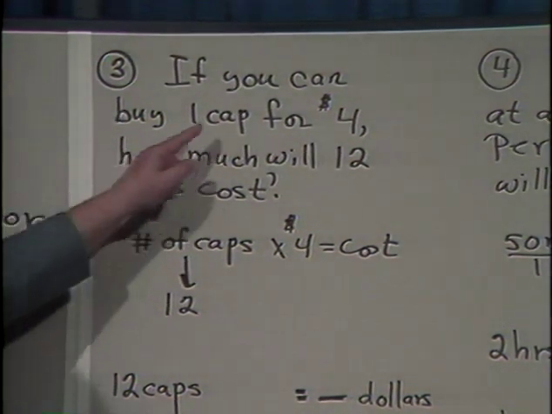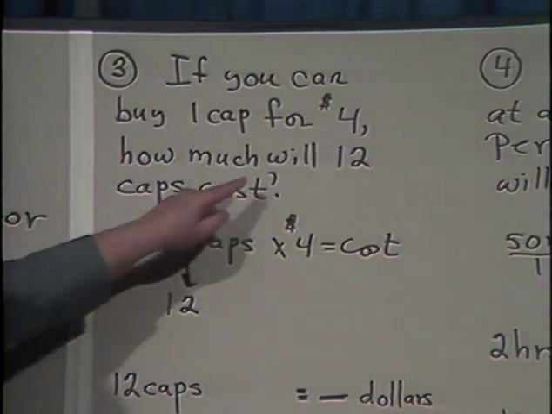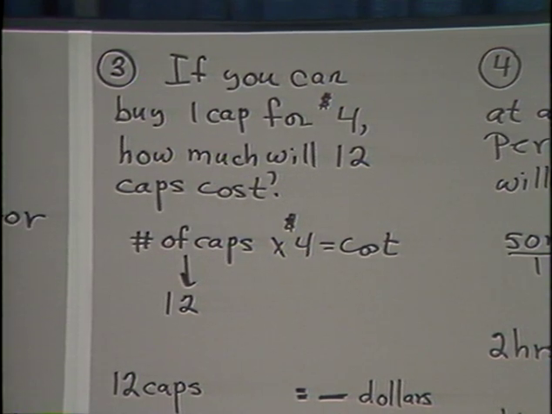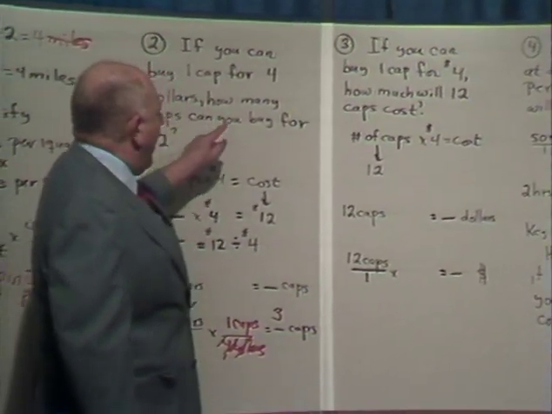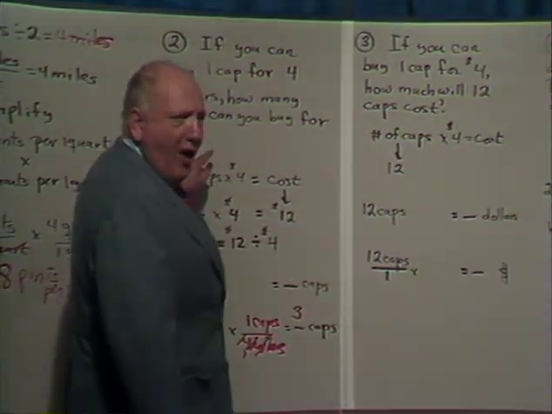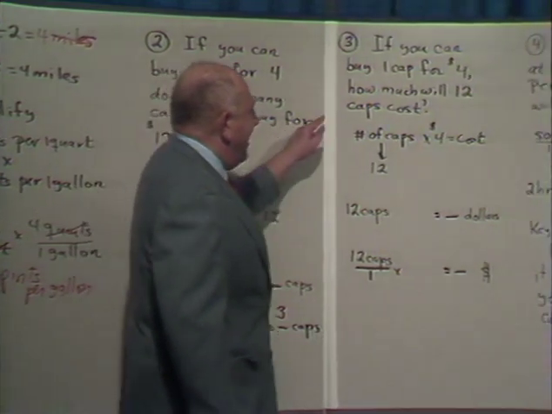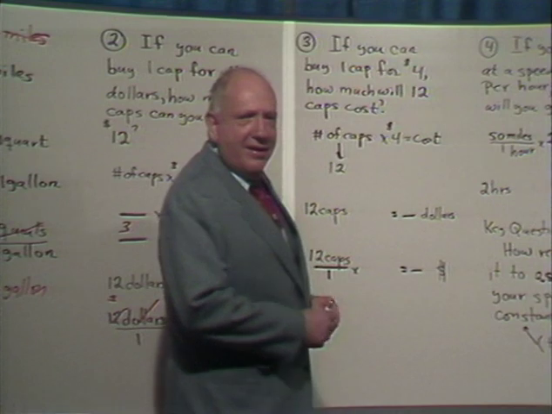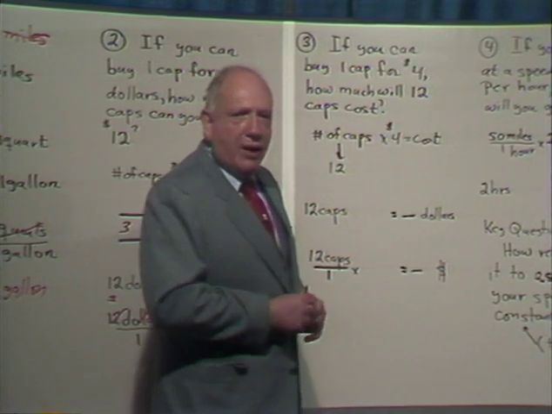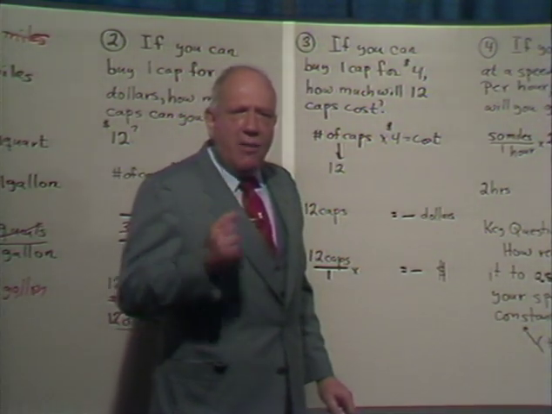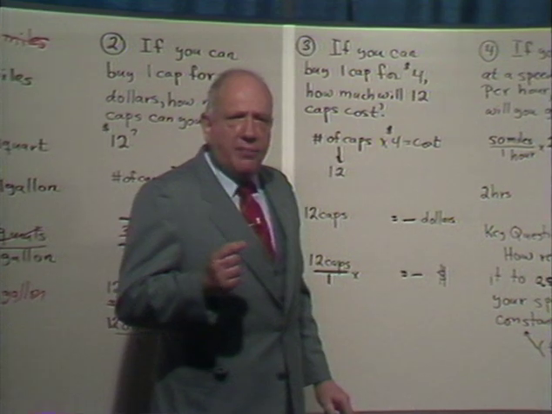If you can buy 1 cap for $4, how much will 12 caps cost? You see, how does this differ from problem 2? Problem 2 says if you can buy 1 cap for $4, how many caps can you buy for $12? You see the difference? The 12 in problem 3 is modifying caps, but in problem 2, it was modifying dollars. And that small difference is the difference between multiplying by 4 and dividing by 4.